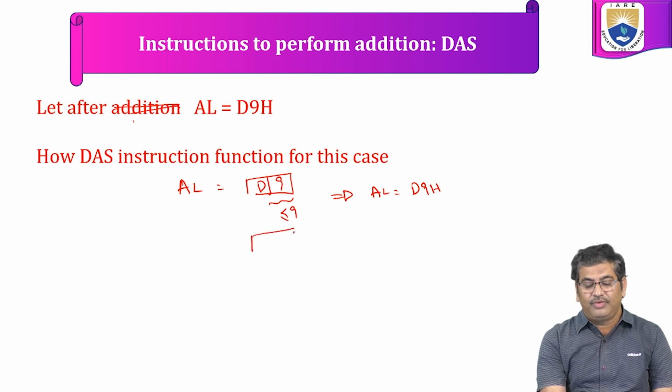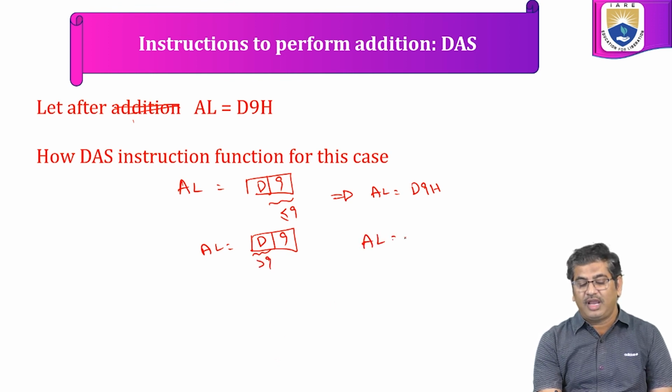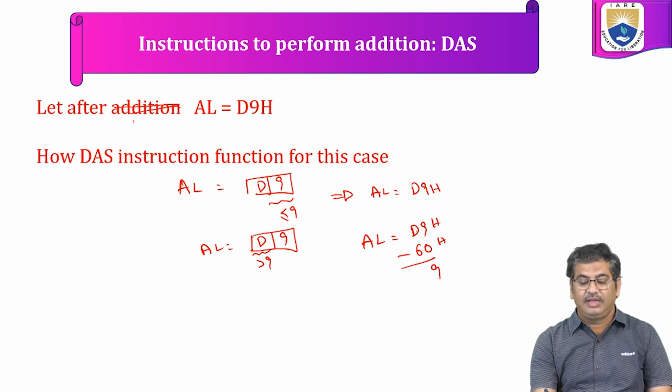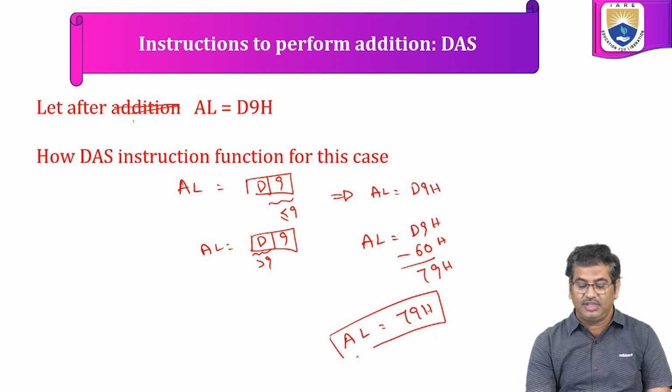In the second step, we take the AL register contents again to examine the upper nibble. Here, the upper nibble is D, which is not a valid BCD number as this digit is greater than 9. So we have to subtract 60 from the AL register. 9 minus 0, we get 9. D minus 6: D in decimal equivalent is 13. 13 minus 6 gets us 7, giving 79. So after the DAS instruction, the AL register content is 79H for this example.